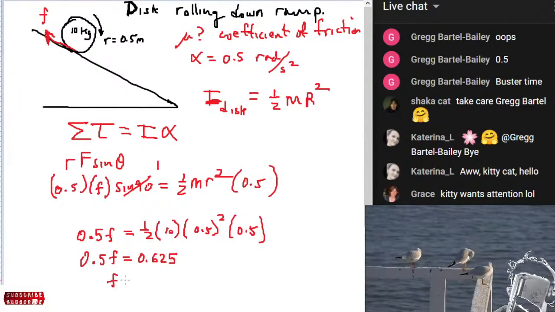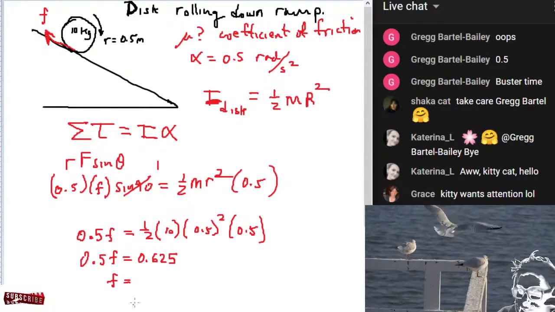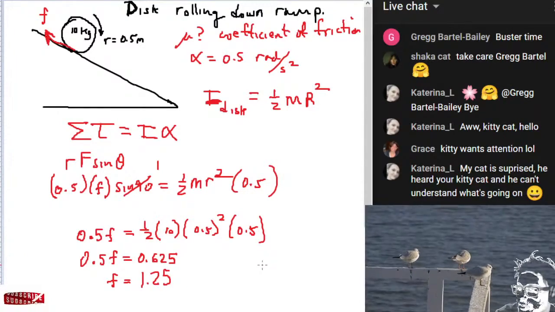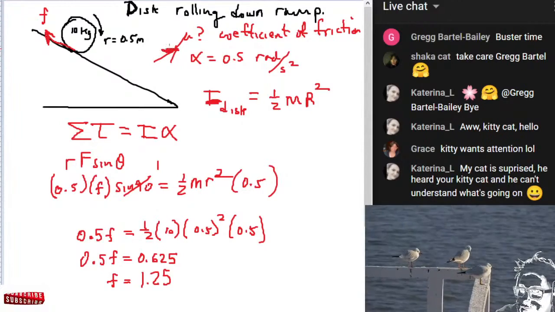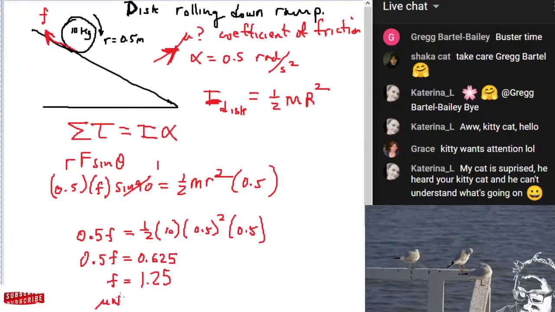Now we divide both sides by 0.5. We get 1.25. But that's not what this is. We want mu. That's not what we want, we want mu. So remember, friction equation is mu times normal.